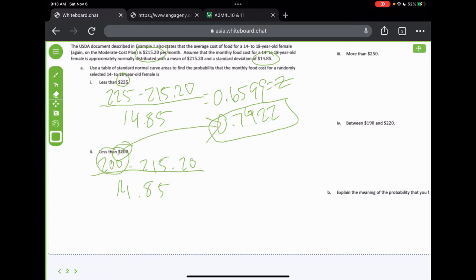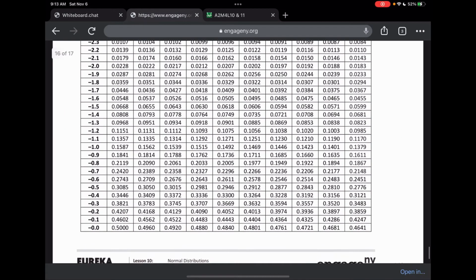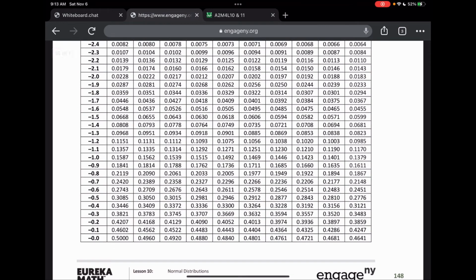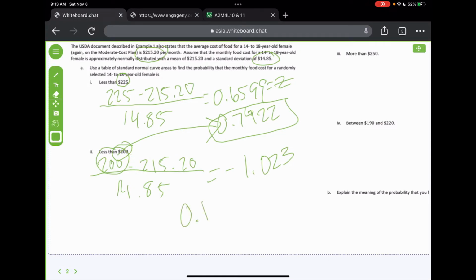So let's do that. That gives us a z-score of negative 1.023. And now let's go look at negative 1.02. Negative 1.02 is 0.1539. Once again, that is less than, and a whole lot less than.